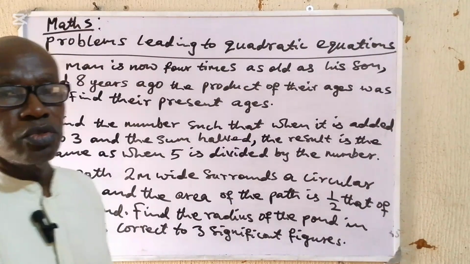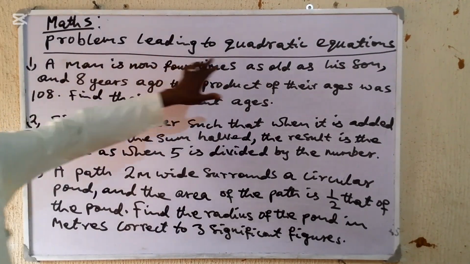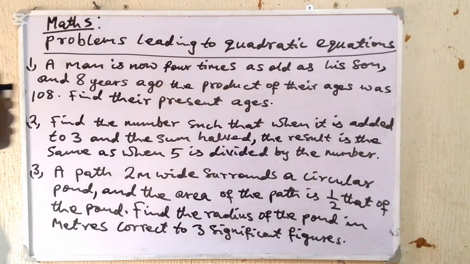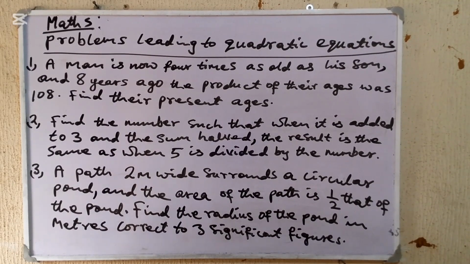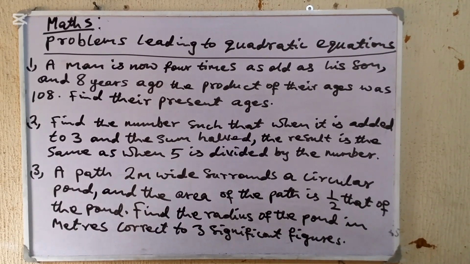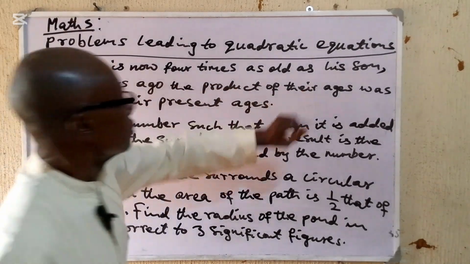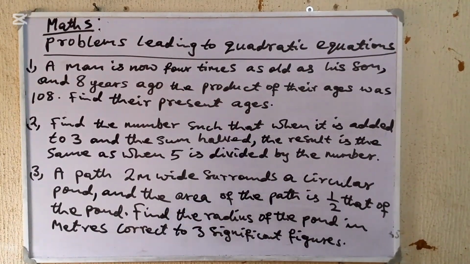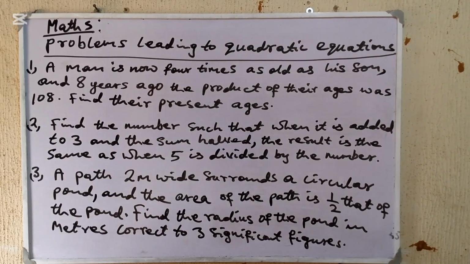Hello, today we are going to solve problems leading to quadratic equations. And I have 3 questions to solve under that. The first one is, a man is now 4 times as old as his son, and 8 years ago the product of their ages was 108. Find their present ages.